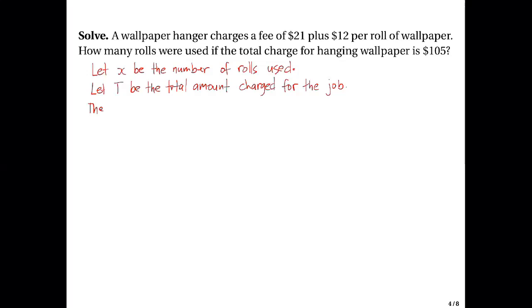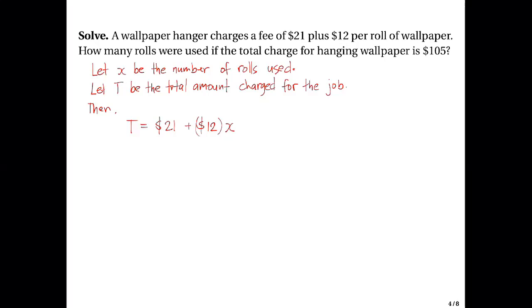Then what we're going to do is give a relationship between t and x. Since t is the total amount charged for the job, and if x is the number of rolls used, then t is equal to what? Flat rate of $21. So we have t equals $21 plus $12 per roll of wallpaper. So plus, here we have $12 times x. Correct? So x here represents the number of rolls used, and we are charging $12 per roll of paper. That's on top of the flat rate $21. So that's why we have it here.